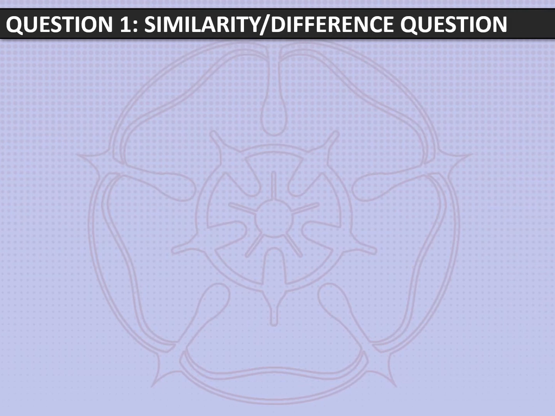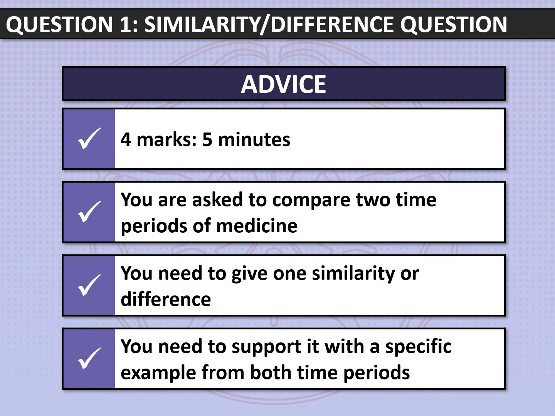So the first question that you are going to get is a similarity and difference question. Here's my advice on how to tackle it. It's worth 4 marks, so spend just 5 minutes. You'll be asked to compare 2 time periods of medicine. You need to give one similarity or one difference between the 2 time periods. And you need to support that point with a specific example from both time periods.